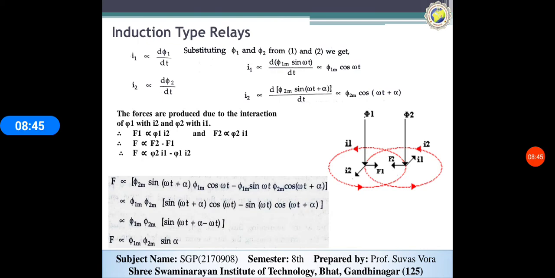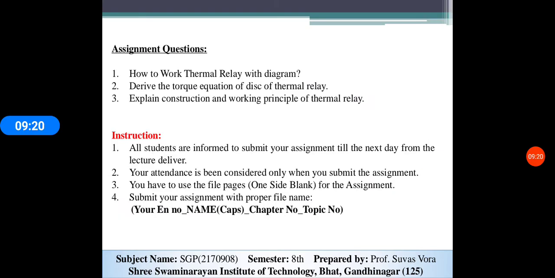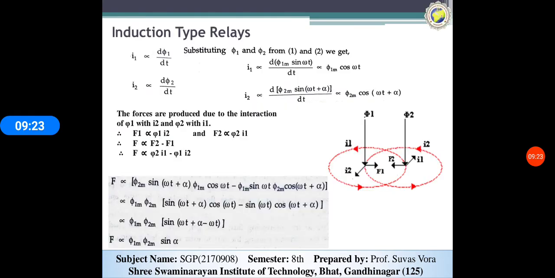So we can put the values in the equation: f is directly proportional to f2 into I1 minus f1 into I2, and finally we can say that f is directly proportional to phi 1 phi 2 into sine alpha. So the last equation, f is equal to phi 1 phi 2 into sine alpha, is applied to rotate the disk. This is the basic equation of the torque equations.